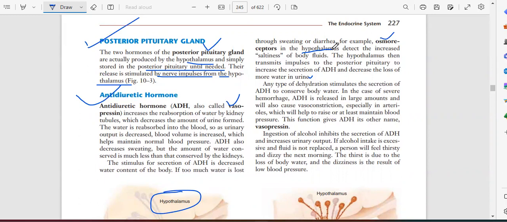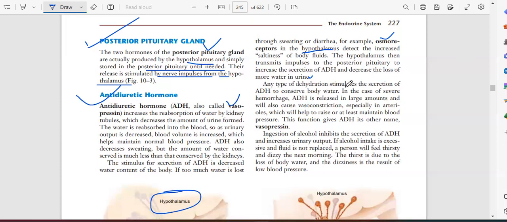So whenever this signal from the hypothalamus reaches the posterior pituitary gland, what will happen? The posterior pituitary gland will release the ADH hormone. So what will ADH do? It will reabsorb the water from the urine. So a large amount of water does not exit in the urine.